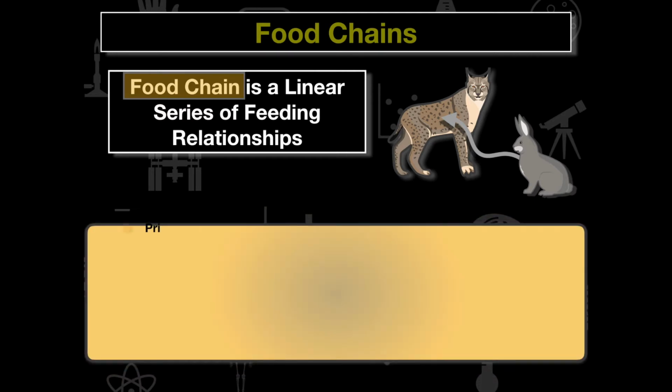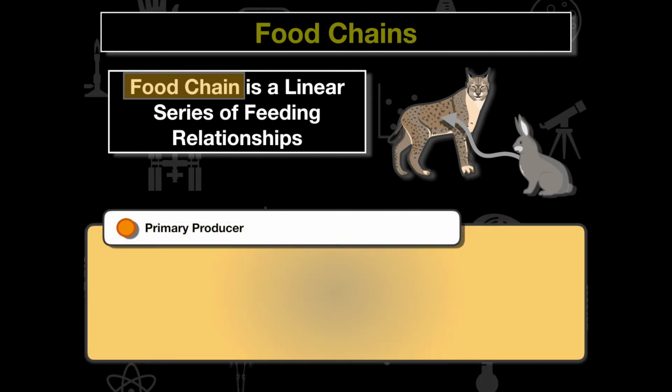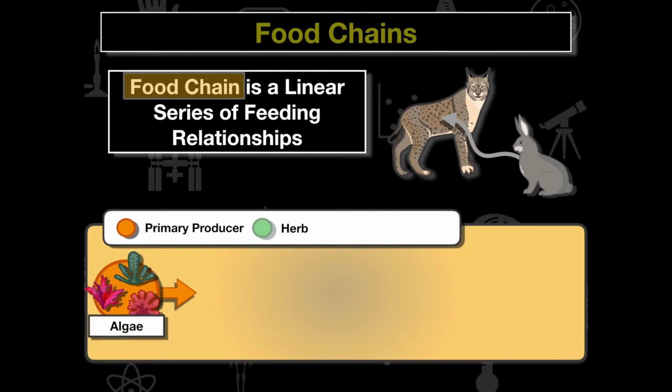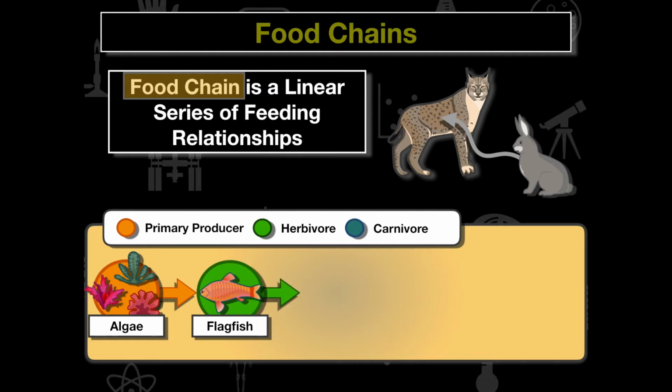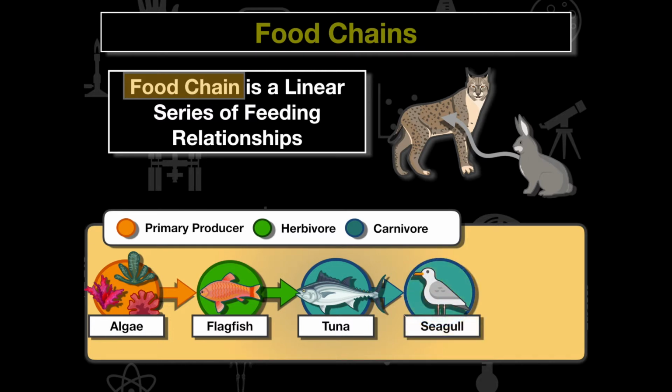Now we can look at an example of a food chain. It's linear. It starts with a primary producer, so in this case we have algae. Then it moves on to our herbivores, which are our primary consumers. These are our flagfish. And then as we move up this linear series, we move into our carnivores, or our secondary and then tertiary consumers. So the tuna will consume the flagfish, the seagull will consume some of the tuna, and then maybe the alligator will consume the seagull. And we can see that energy is being transferred as it moves through this food chain in a linear fashion.